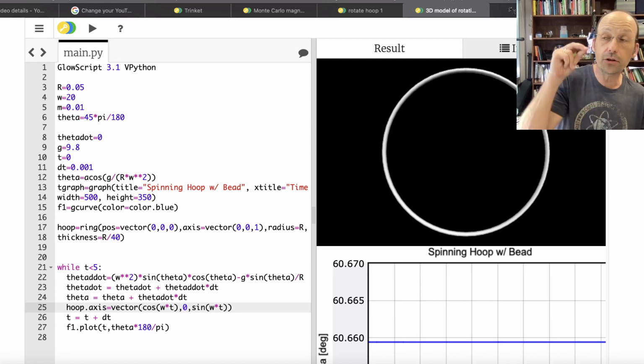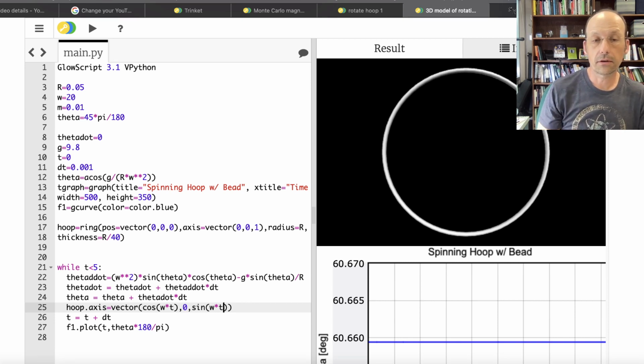All right. So in each step, I'm just changing the axis. And let's see, at t equals 0, this would be wrong, because I'd have cosine as 1 and sine as 0. So let's actually put this at cosine and sine.